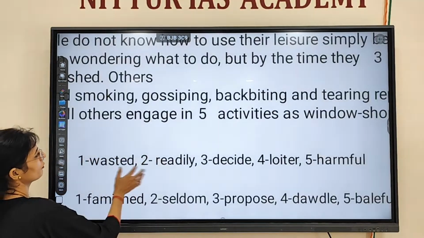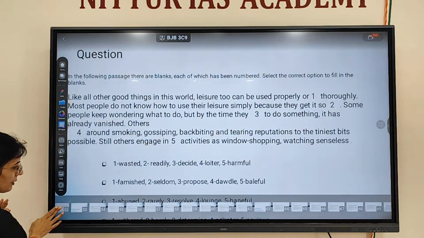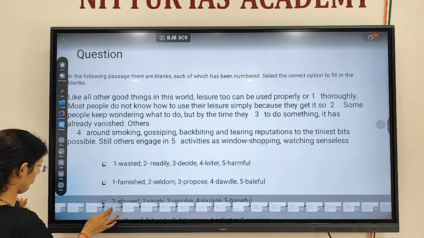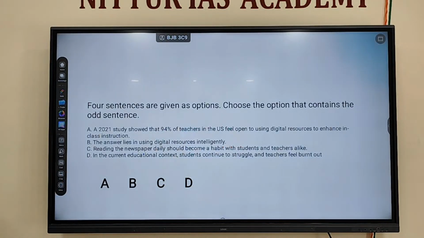It'll be easy. Okay. Find the odd sentence. Four sentences are given. Choose the option that consists of the odd sentence. A: A 2021 study showed that 94% of teachers in the US feel open to using digital resources to enhance in-class instruction. B: The answer lies in using digital resources intelligently. C: Reading the newspaper daily should become a habit with students and teachers alike. D: In the current educational context, students continue to struggle and teachers feel burnt out.